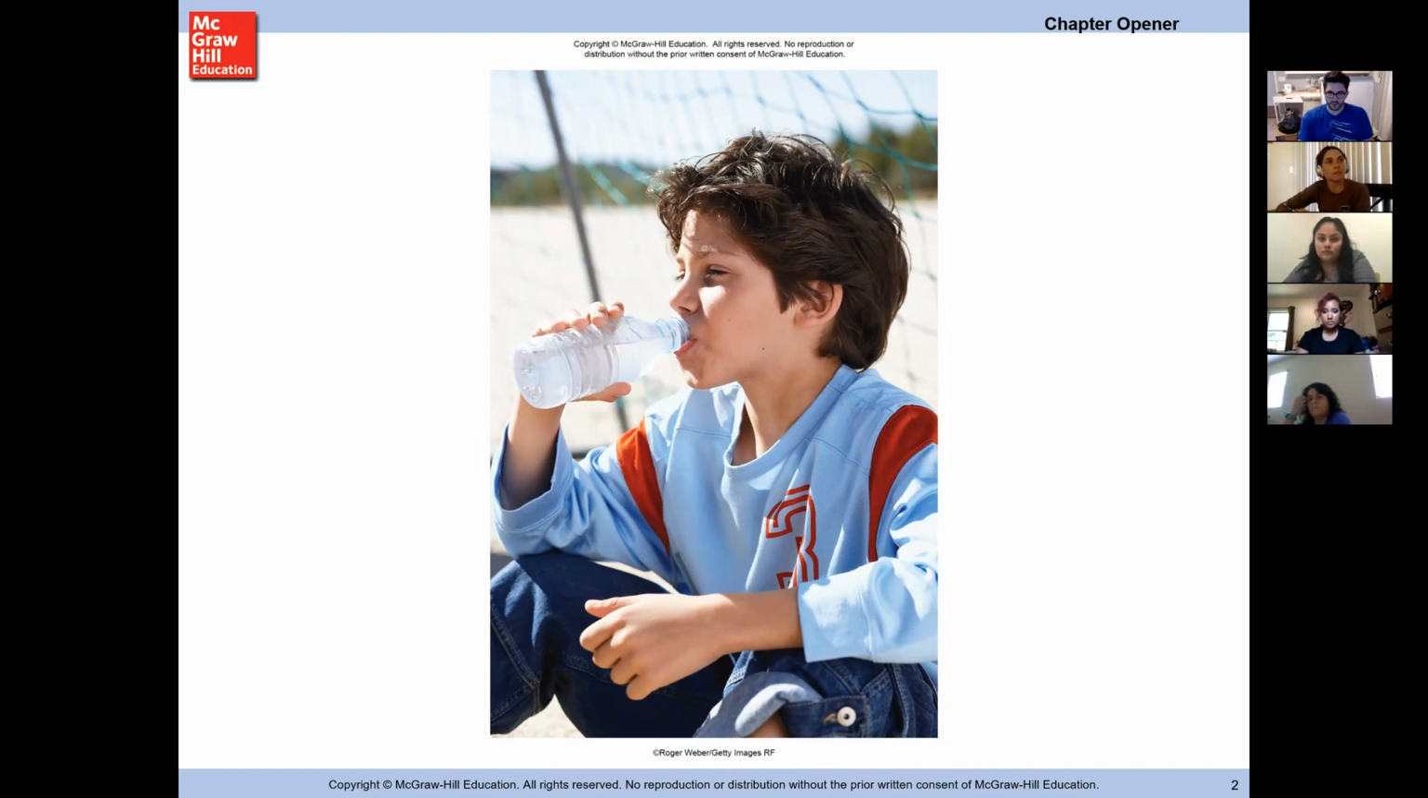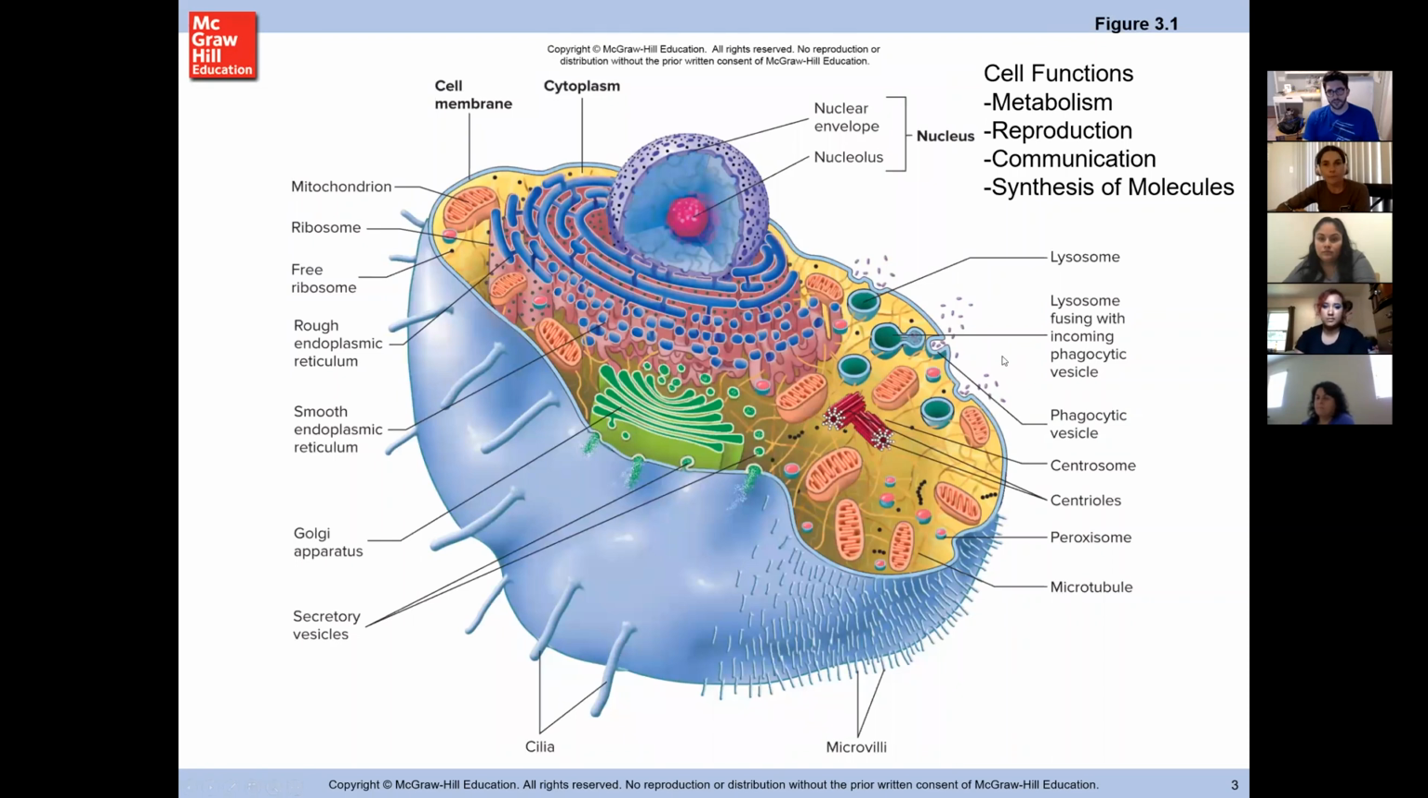Right? Okay, so here's our hilarious cartoon representation of what a cell looks like. When you guys look at this, I don't want you to think that this is exactly what an animal cell looks like, right? Because you already know that that's not necessarily the case.